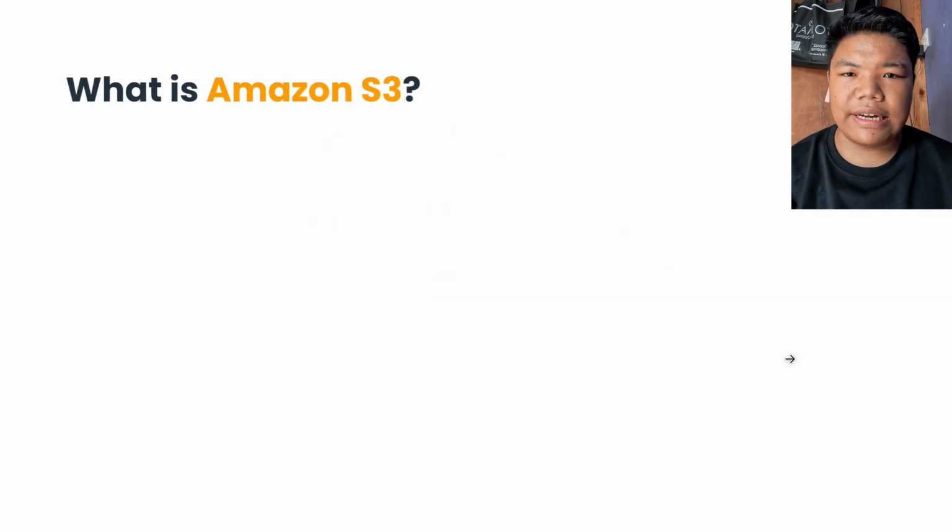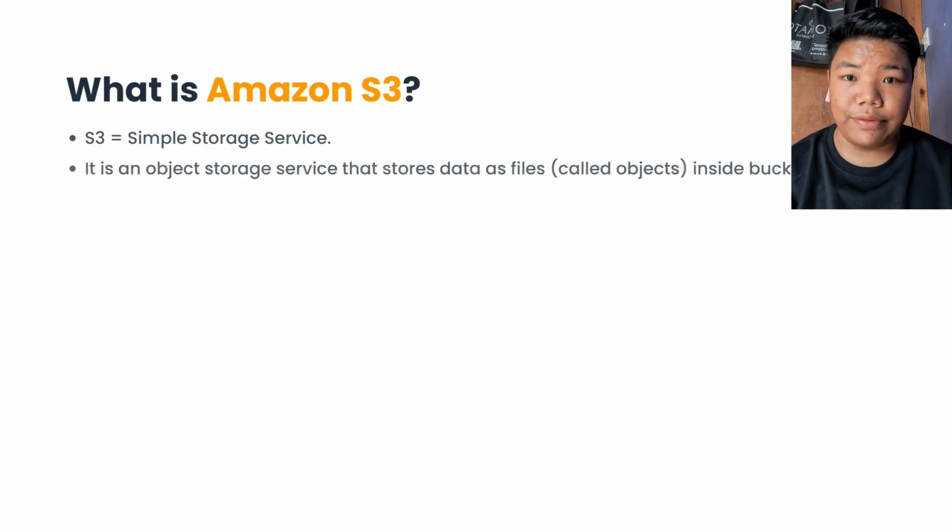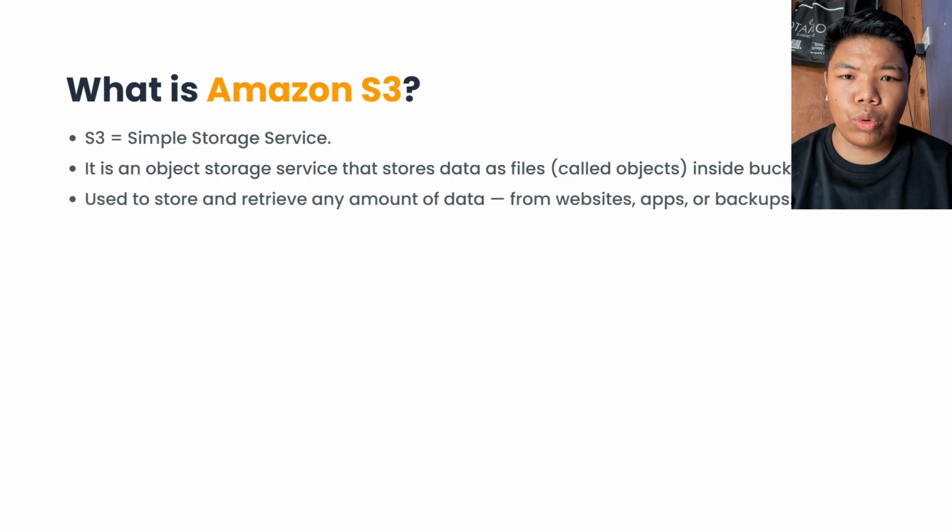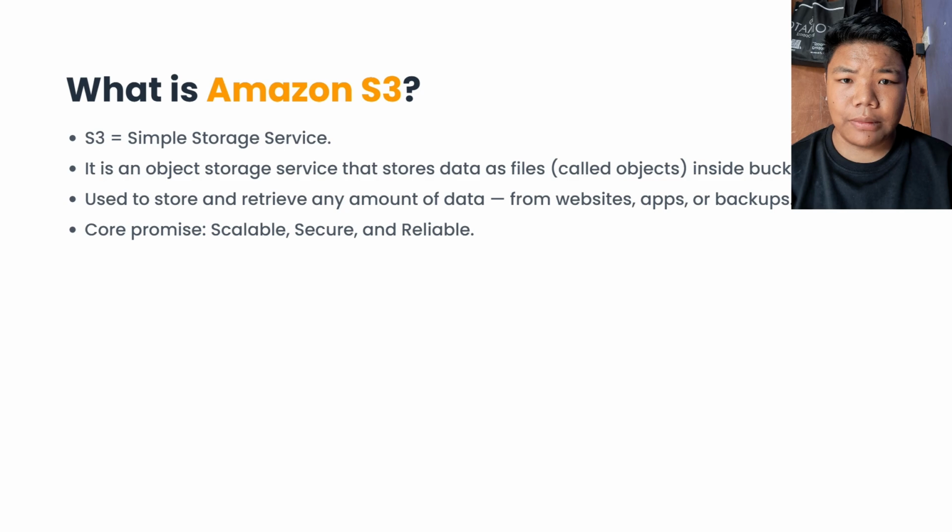So, what exactly is S3? S3 stands for Simple Storage Service. Now, here is what makes it different. It's an object storage service that stores data as files, which AWS calls objects. And these objects live inside containers called buckets. So, what can you do with it? You can store and retrieve any amount of data, whether that's files for websites, mobile apps, or even your personal backups. And here is AWS's core promise with S3. It's scalable, secure, and reliable.